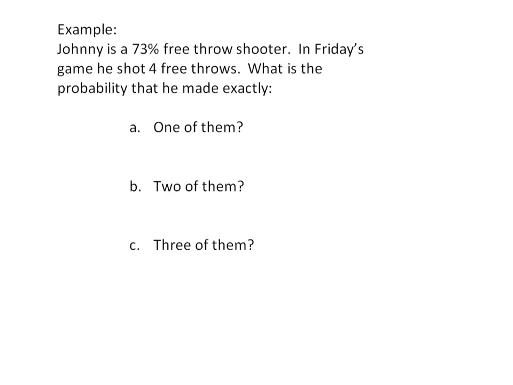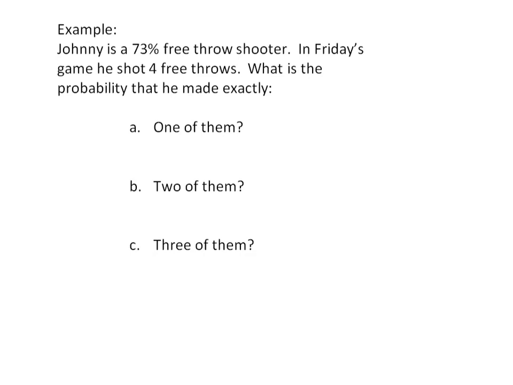Let's try another example. This example says Johnny is a 73% free throw shooter. That means he makes 73 shots out of every 100 he takes. In Friday's game, he shot 4 free throws. What is the probability that he made exactly 1 of them, or 2 of them, or 3 of them, etc.?